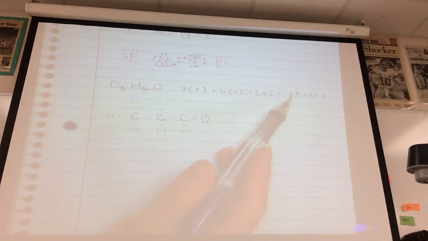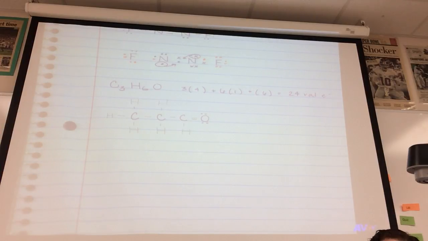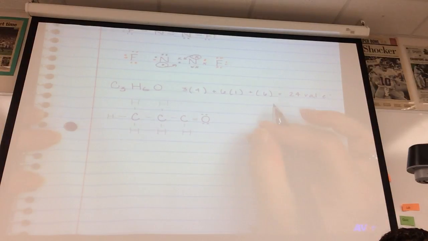Do we have 24 valence electrons? 2, 4, 6, 8, 10, 12, 14, 16, 18, 20, 22, 24. That's a good sign. So is this structure good? Sure it is. Is it the only structure? No. Let's try and get another one. Excellent job, Victor.